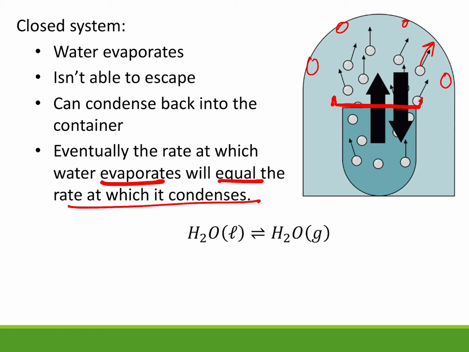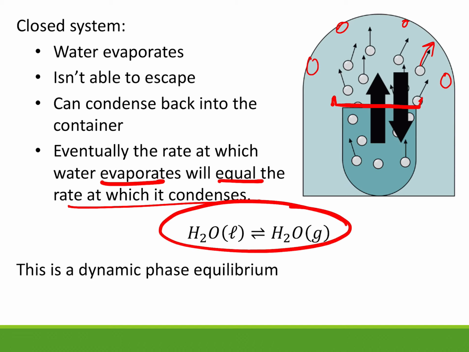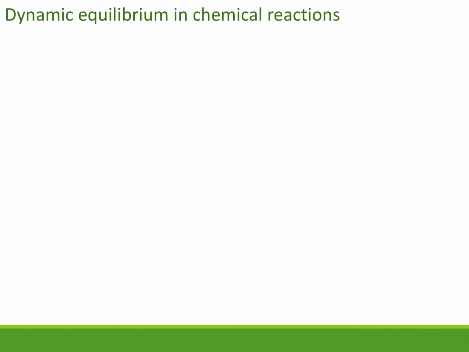Okay, so we can reach a point where H2O, liquid, becomes gas and gas becomes liquid. And they happen at the same rate, and we're all happy with that, okay? Dynamic, because there's something always happening. Phase, because we go gas to liquid, liquid to gas, okay? It's harder to see with a liquid and a solid, but I guess you could get that, okay? In a chemical reaction, we can also have a dynamic equilibrium.